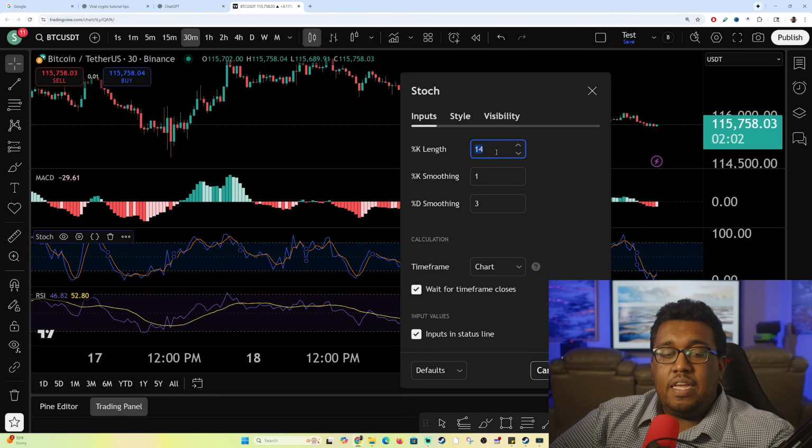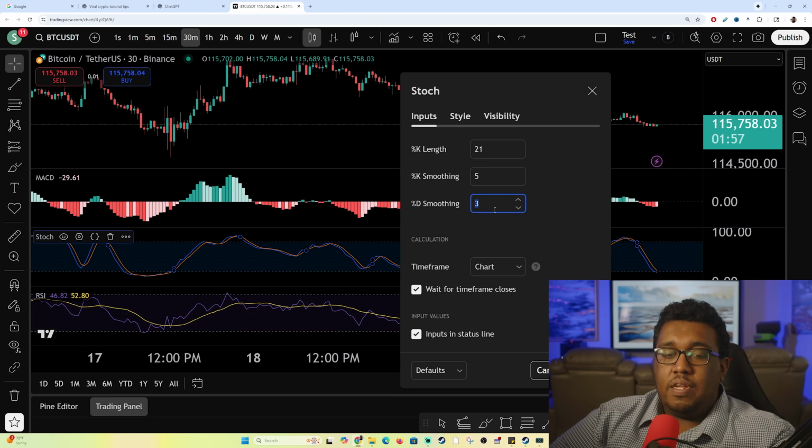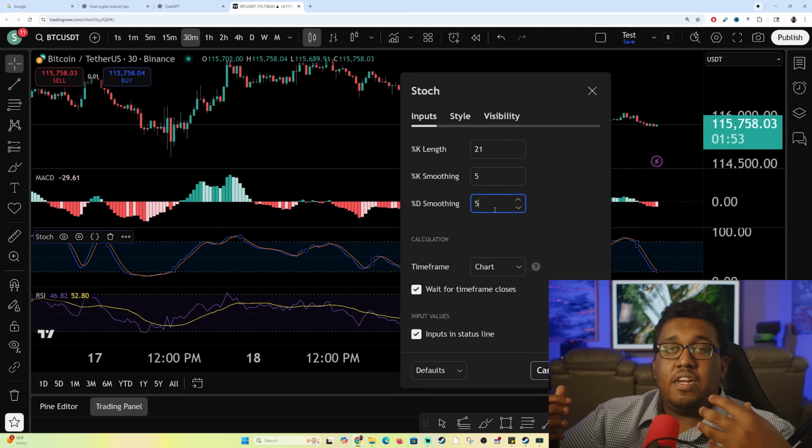So for the K length, I need you guys to do 21. For the K smoothing, 5, and for the D smoothing, 5. This is my default for every trading strategy I have because I cannot stand the base stochastic settings.